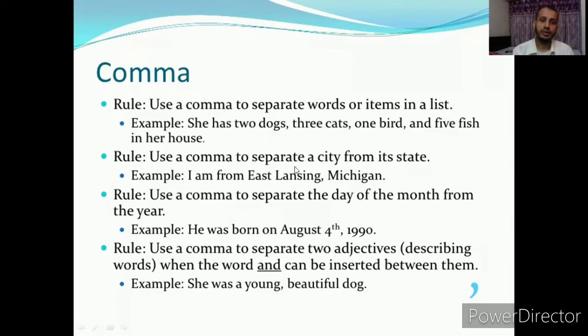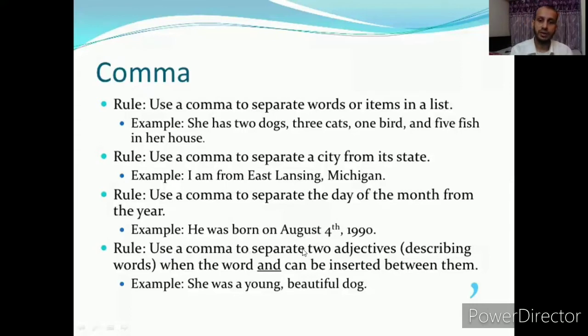Use a comma to separate a city from its state. Example: I am from East Lansing, Michigan. Michigan is the state, and East Lansing is the city. Use a comma to separate the day of the month from the year. Look at that: he was born on August 4th, 1990. We can separate the day from the month and also from the year.